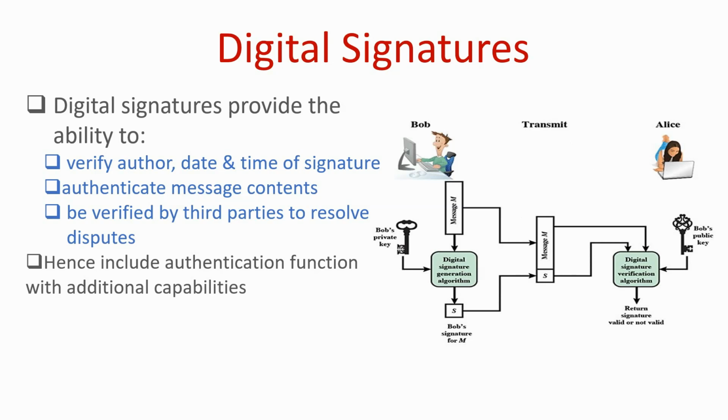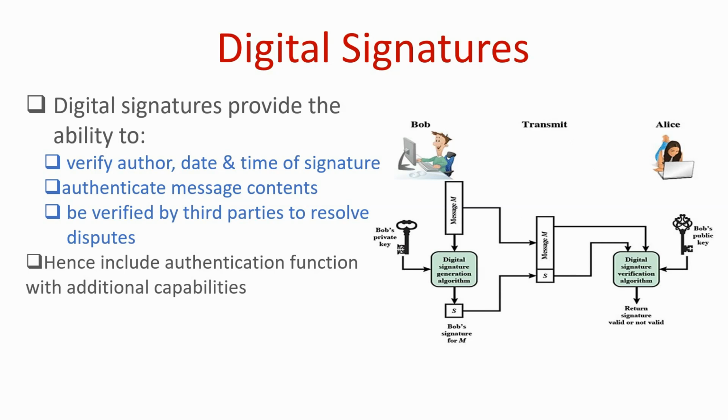Bob should be able to verify that Alice was the one who sent this money and be able to verify the amount of money that is being sent. And so digital signatures provide the ability to verify the author, date and time of signature, who basically generated the signature and when was it generated, and it authenticates the message content. And it can be verified by third parties to resolve disputes.